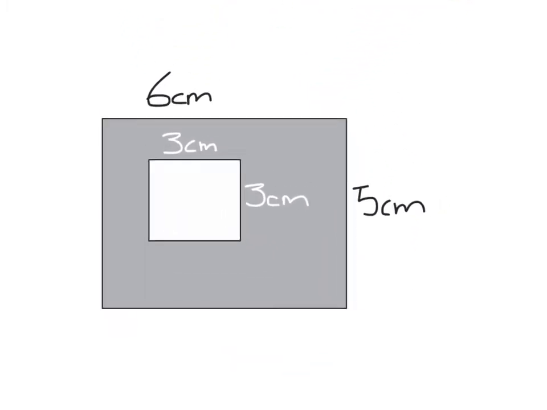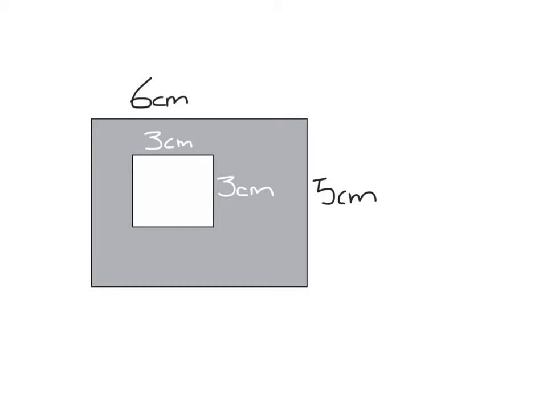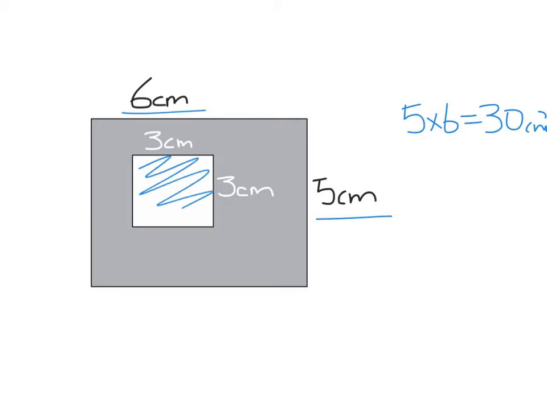For this last question, what I want to do is find the area of the shaded region, so the grey bit. Okay. So what I've got is a grey box, and it is 5 centimeters tall and 6 centimeters wide. So 5 times 6 equals 30 centimeters squared. Okay, but I've got this white hole in the middle that I need to take away really, and it's 3 centimeters by 3 centimeters. So I'm going to do 3 times 3, which is 9 centimeters squared.